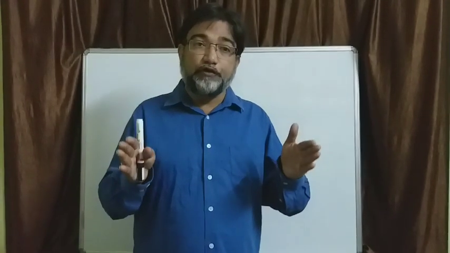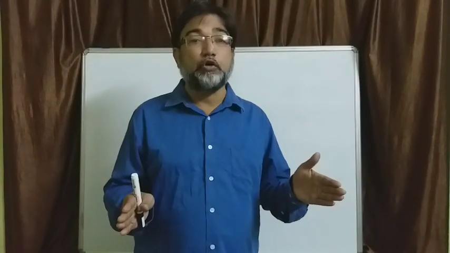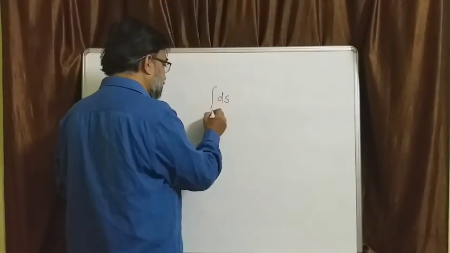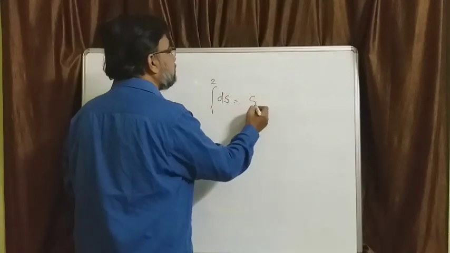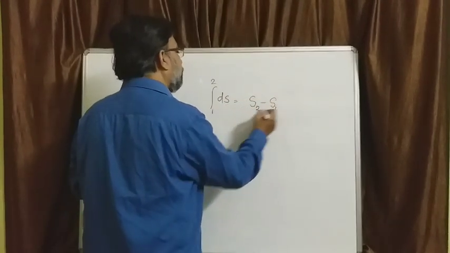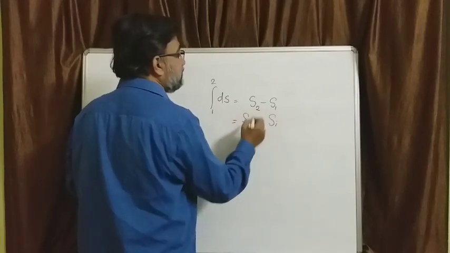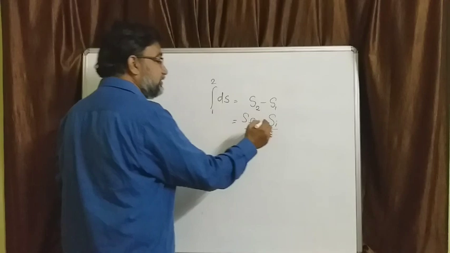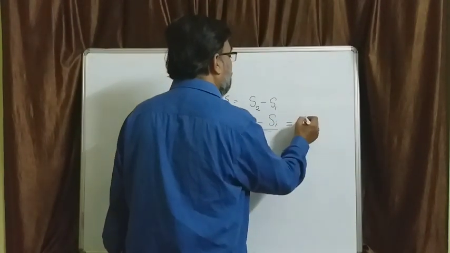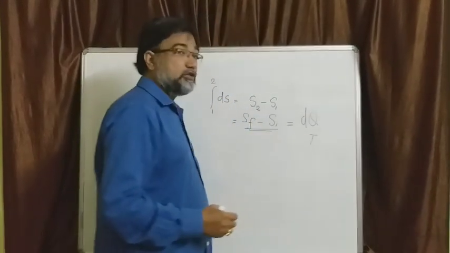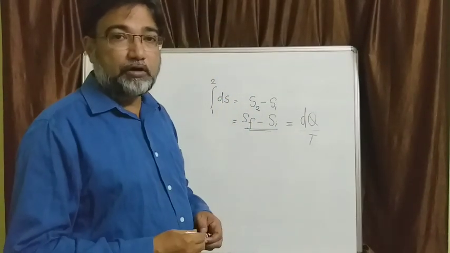But how much will be the entropy change? What exactly is the difference between the final entropy and initial entropy? That term is ds, or the integration of ds from 1 to 2, which is S2 minus S1, or S final minus S initial. Alright, and these can be obtained only from the term dq by T if the process is assumed to be reversible.